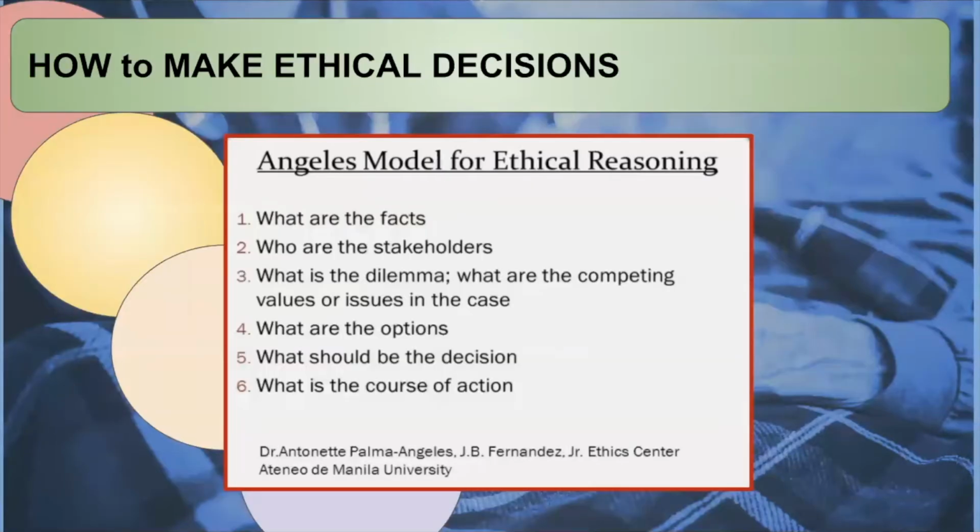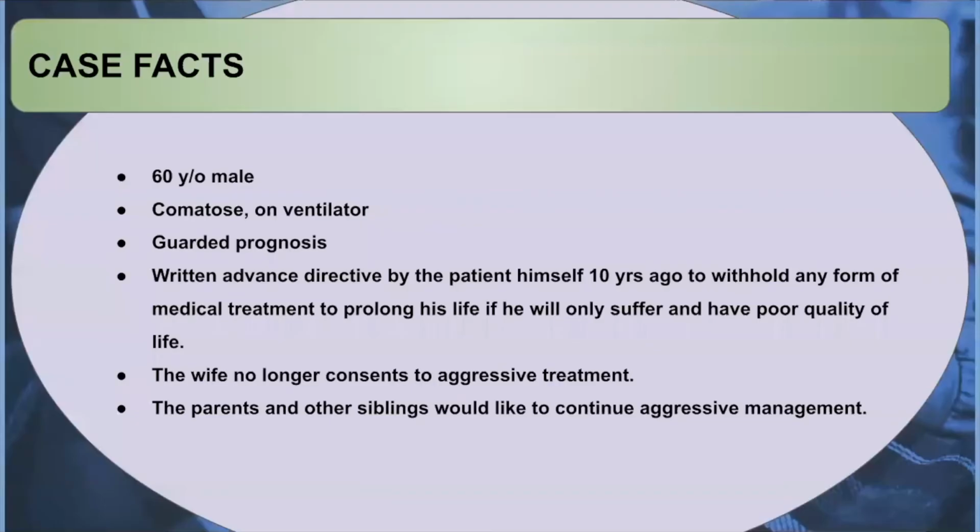To come up with an ethical decision in this type of clinical case, we will be utilizing the Angeles model for ethical reasoning. For the facts of the case, we are presented with a 60-year-old male, comatose on ventilator with guarded prognosis, written advance directive by the patient himself 10 years ago to withhold any form of medical treatment to prolong his life if he will only suffer and have poor quality of life. The wife no longer consents to aggressive treatment. However, the parents and other siblings would like to continue aggressive management.